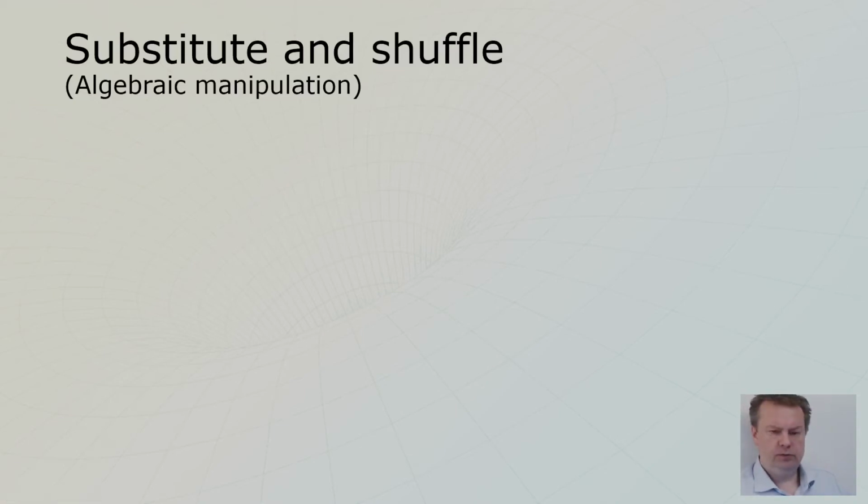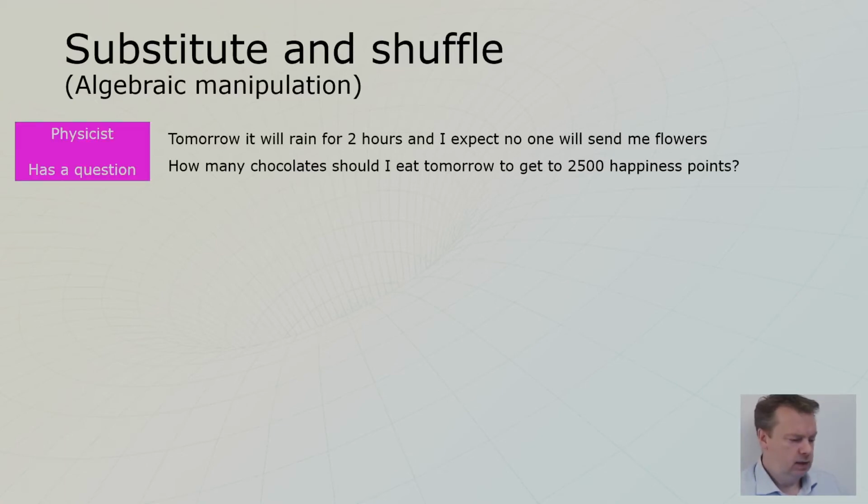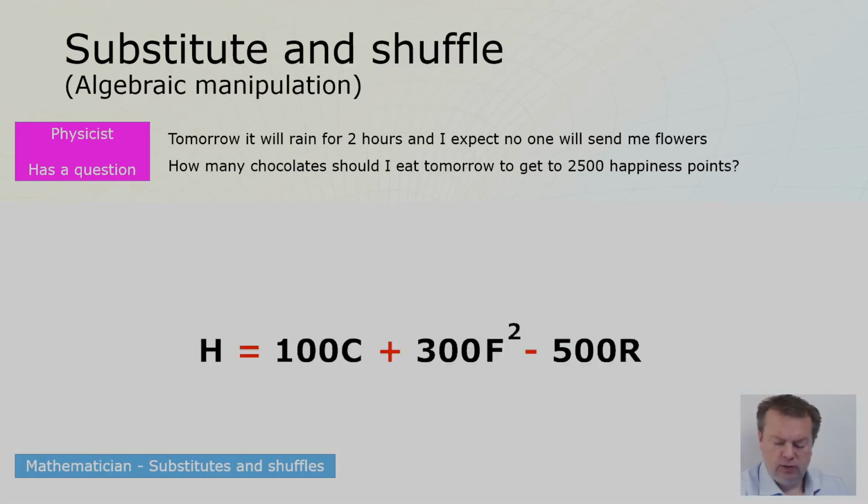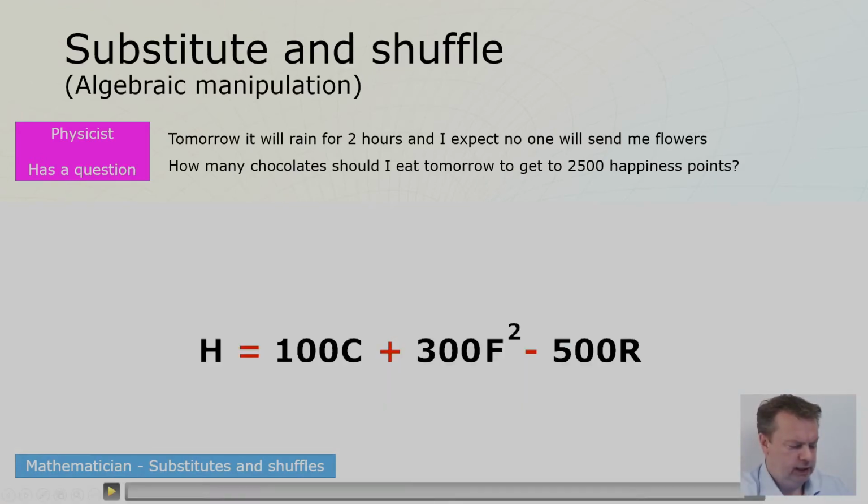Next, substitute and shovel. It's a big part of algebra. Let's see how this works. In this case, GP, the physicist, tells the evil mathematician, it will rain tomorrow for 2 hours and I'm not expecting any more flowers, but I still want to end up with 2,500 happiness points by the end of the day. How many chocolates should I eat? And that's an answer we can get from the model by substitute and shovel. Let's look at the animation first and then I will rewind.